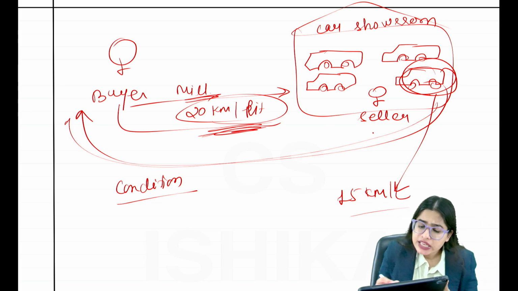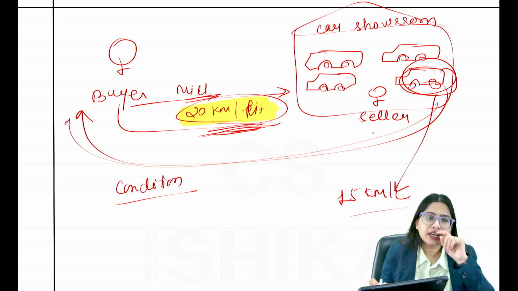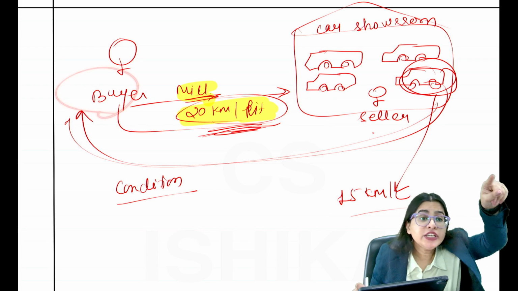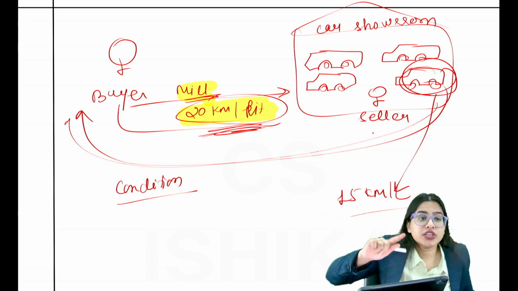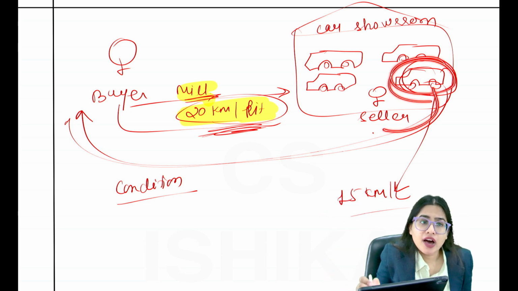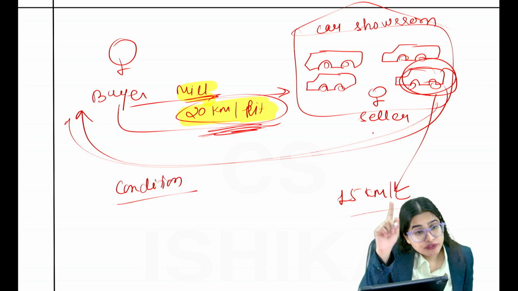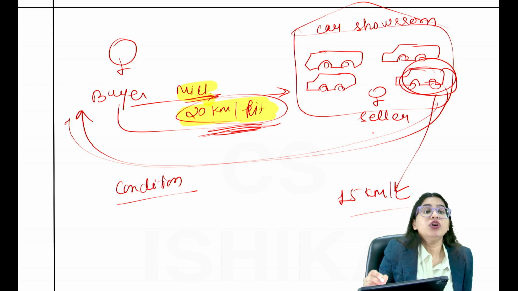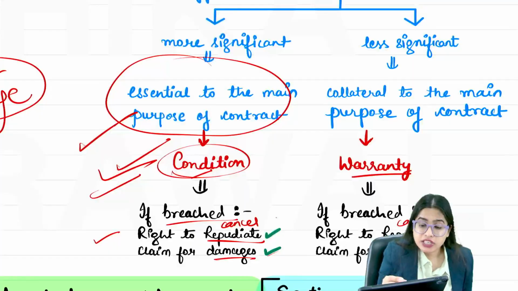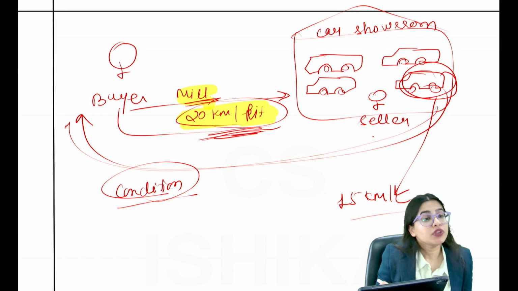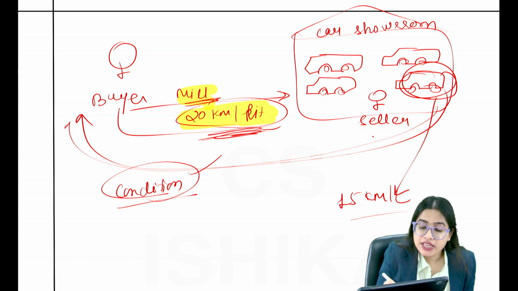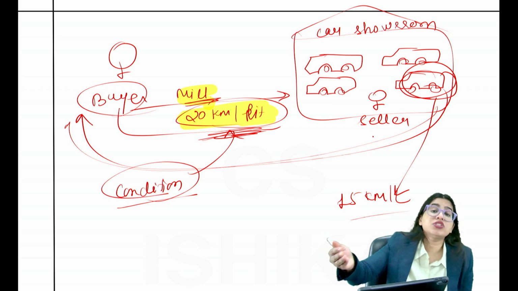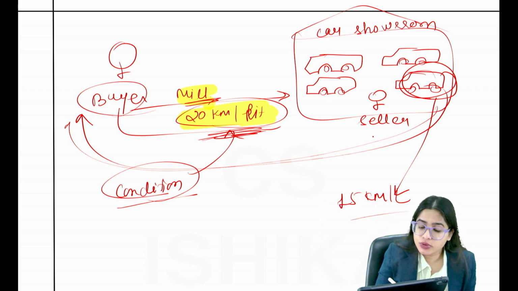The answer is yes. Is this a condition or not? A mileage of 20 kilometers per liter, yes, this is a condition, because the buyer specifically told the seller, I want only that car which gives a mileage of 20 kilometers per liter, and the seller said, yes, this car will suit you. The seller specifically said this car gives a mileage of 20 kilometers per liter. Is it a condition? Yes, because it is essential for the contract. Guys, please understand, it is the essence of the contract. This is the main purpose of the contract, because the buyer's main requirement was that the car should have a mileage of 20 kilometers per liter.